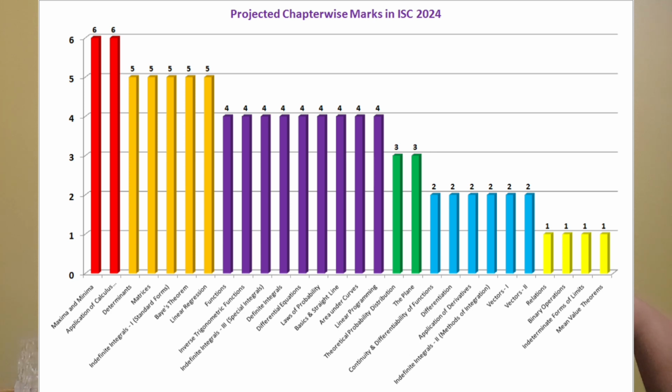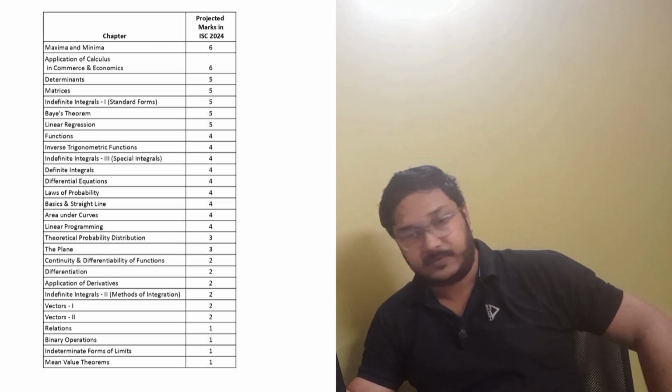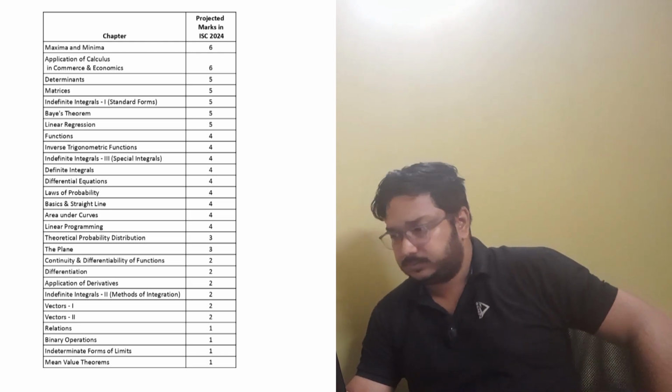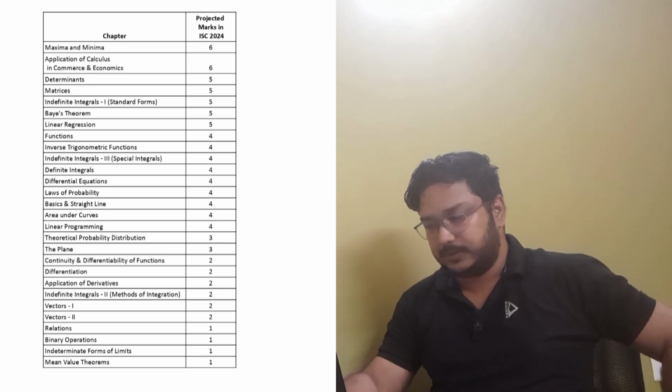Laws of probability will have 4 marks, Bayes theorem 5, theoretical distribution of probability 3. In section B, vectors 1 and 2 will together comprise 4, basics and straight line 4 marks, the plane 3 and area under curves will have 4 marks. In section C, applications of calculus in commerce and economics will have 6 marks, linear regression 5 and linear programming 4. So that is the projected marks in ISC 2024.